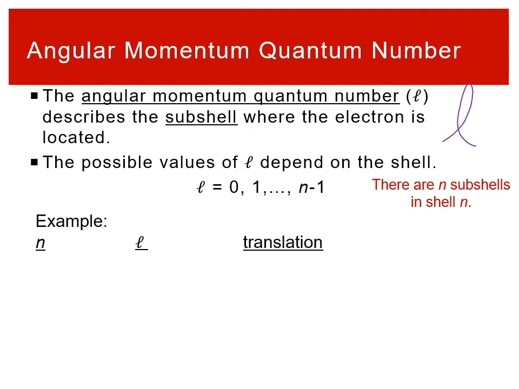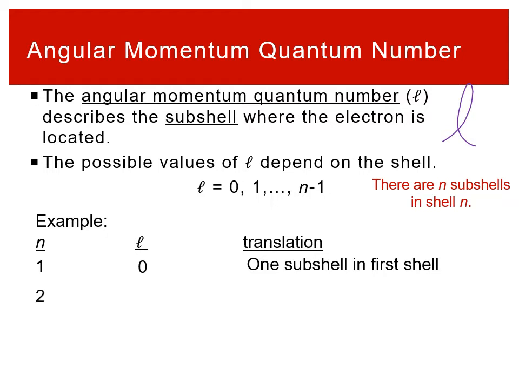So if we want to look at some examples of this translation, we start off with, say, n equals 1. That's our lowest possible value for n. So L goes from 0 up to n minus 1. If n is equal to 1, 1 minus 1 is 0. So L goes from 0 up to 0. So there's just 0. That's the only possible value for L when n is equal to 1. Our translation of that is that there is one subshell in the first shell.